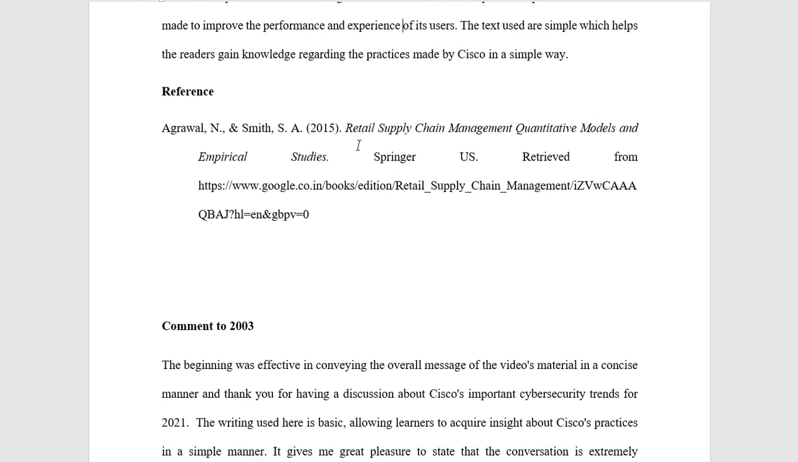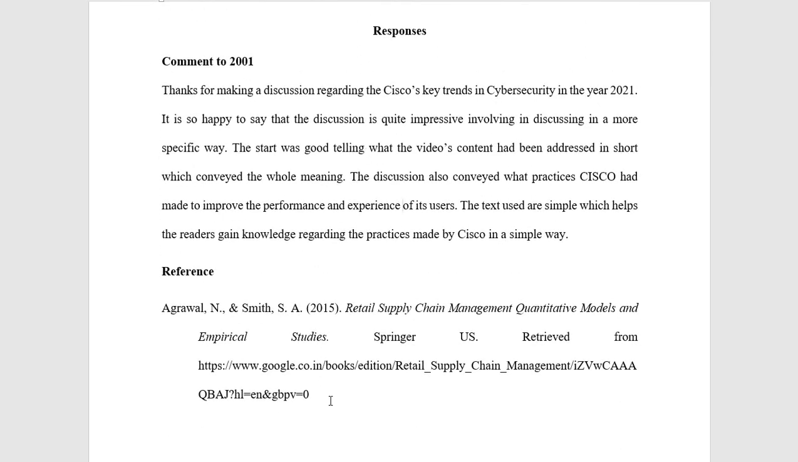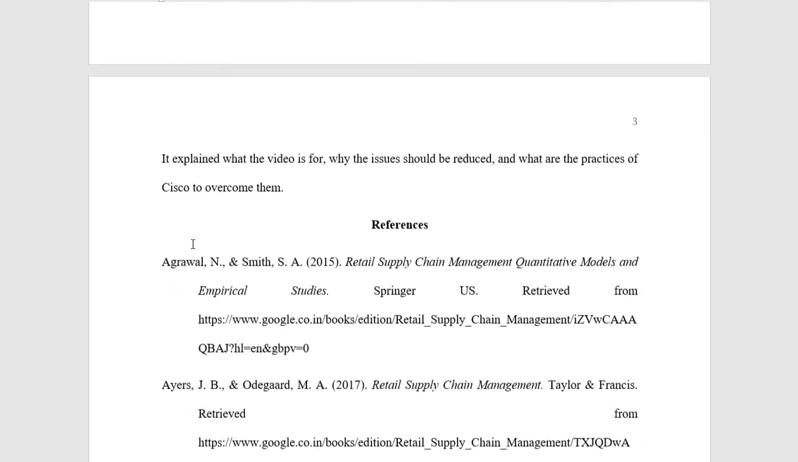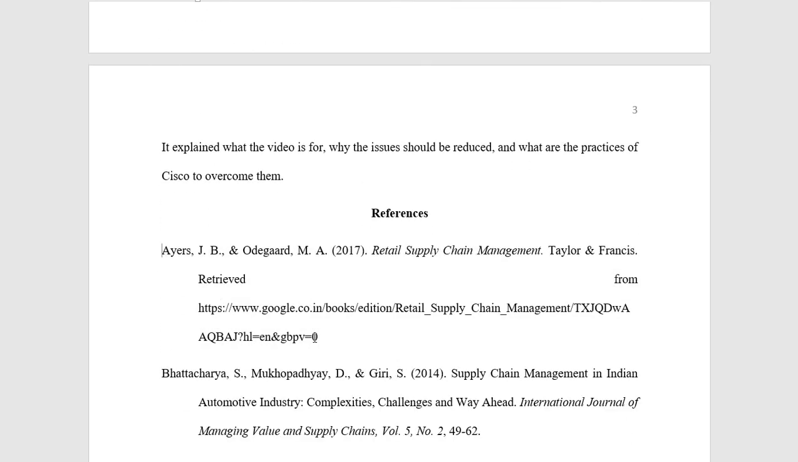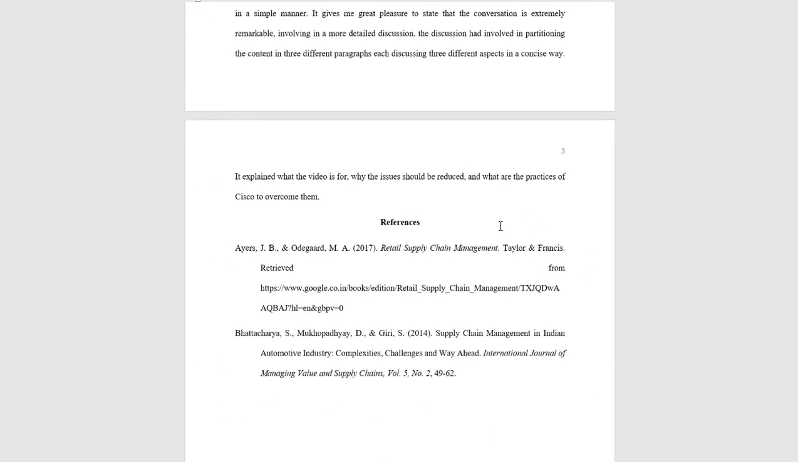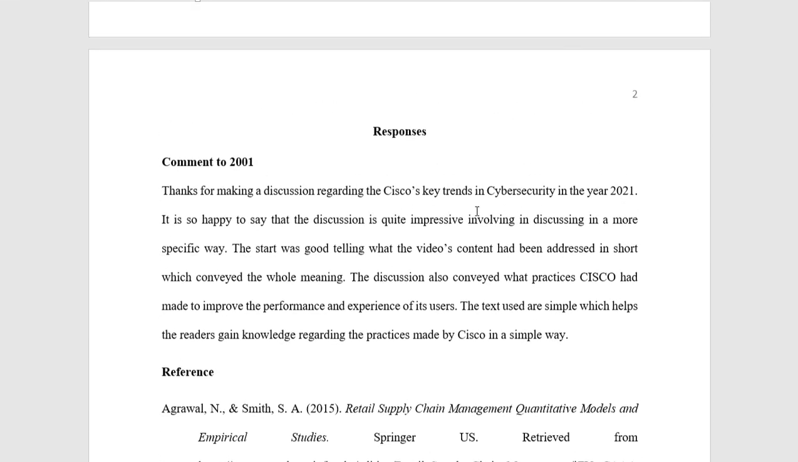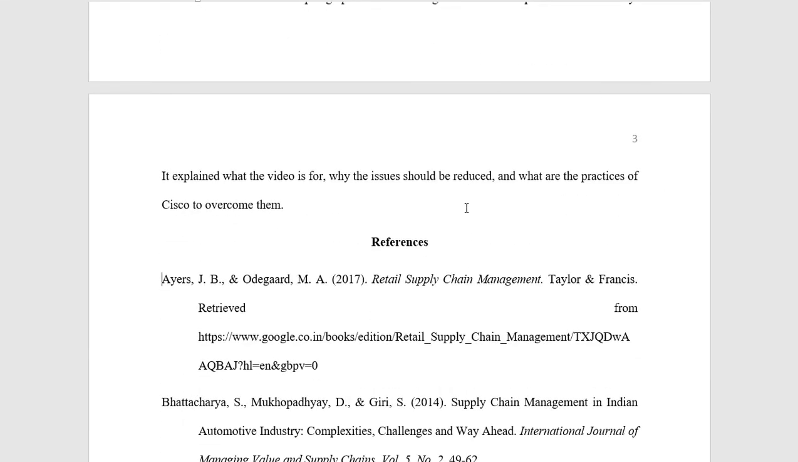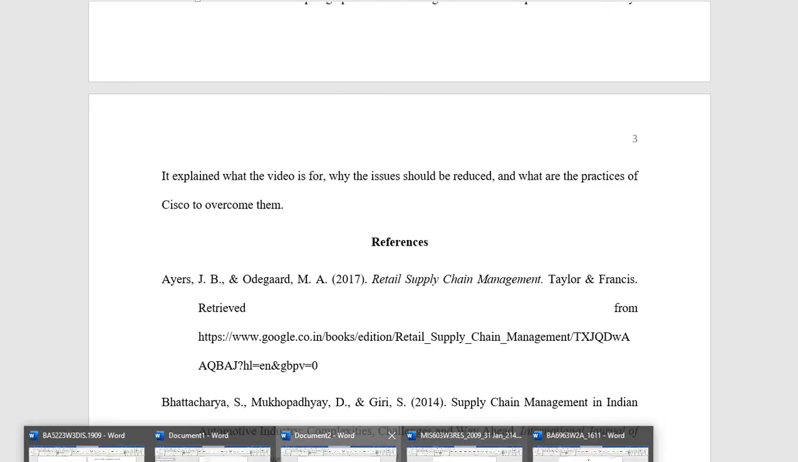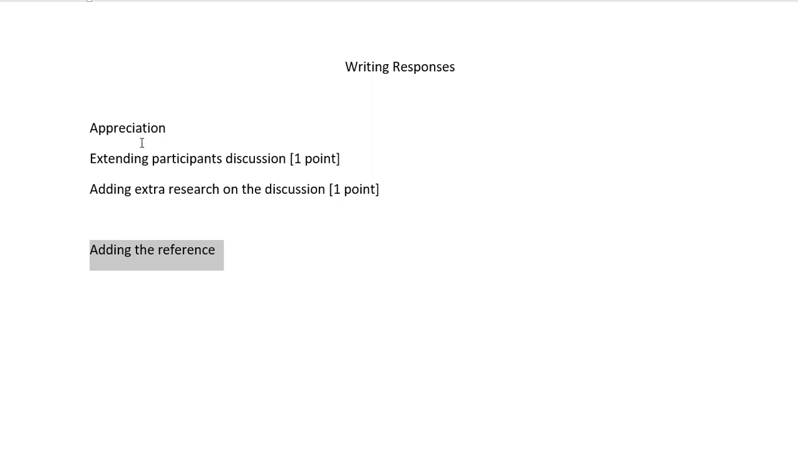Now you can see that this response has a specific reference, and for this response we have some specific references. Now you can see that your document consists of two different responses with their respective references. So this is how we should add references to your responses. Understood, team? Consider this recommendation and make it a practice to write.